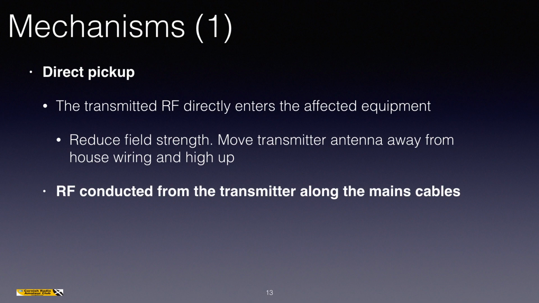The second mechanism that we're going to have a look at is the RF conducted from the transmitter along the mains cables. So this is when the RF enters the house wiring. It may be, for example, if you have a loft antenna and some wiring in the loft, or if the antenna runs parallel to the feed to the house, or something like that. So the RF then transfers from the antenna into the mains cables.